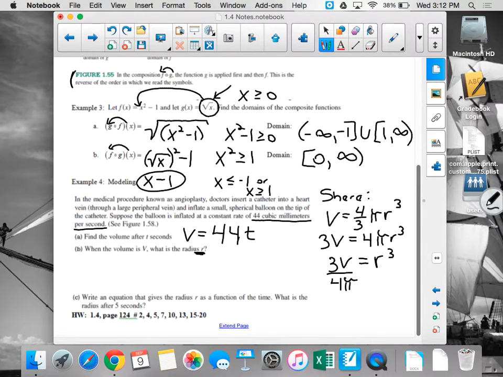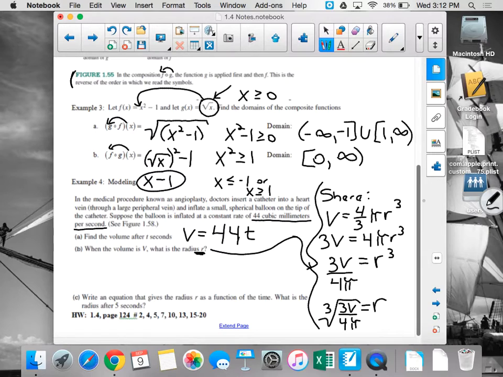And then you know what? You cube root both sides. So you end up with r equals the cubed root of 3v over 4 pi, where again v is volume, pi is the number pi, and r is radius. So that is what they're asking for in letter B. There's no way I was going to be able to fit it there, so I'm just letting you know that this right here is letter B in a nutshell.